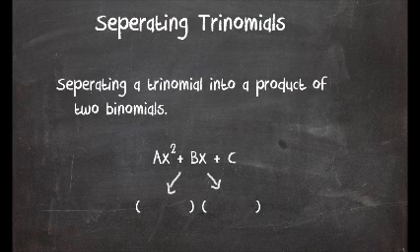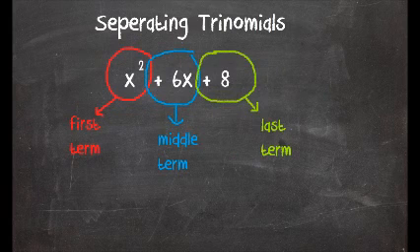Another type of factoring that we will go over is separating a trinomial into a product of two binomials. In other words, separating an expression that has 3 terms into 2 sets of parentheses. When factoring trinomials, you will take into consideration the factors of the first term and also the factors of the last term that add up to the coefficient of the middle term.